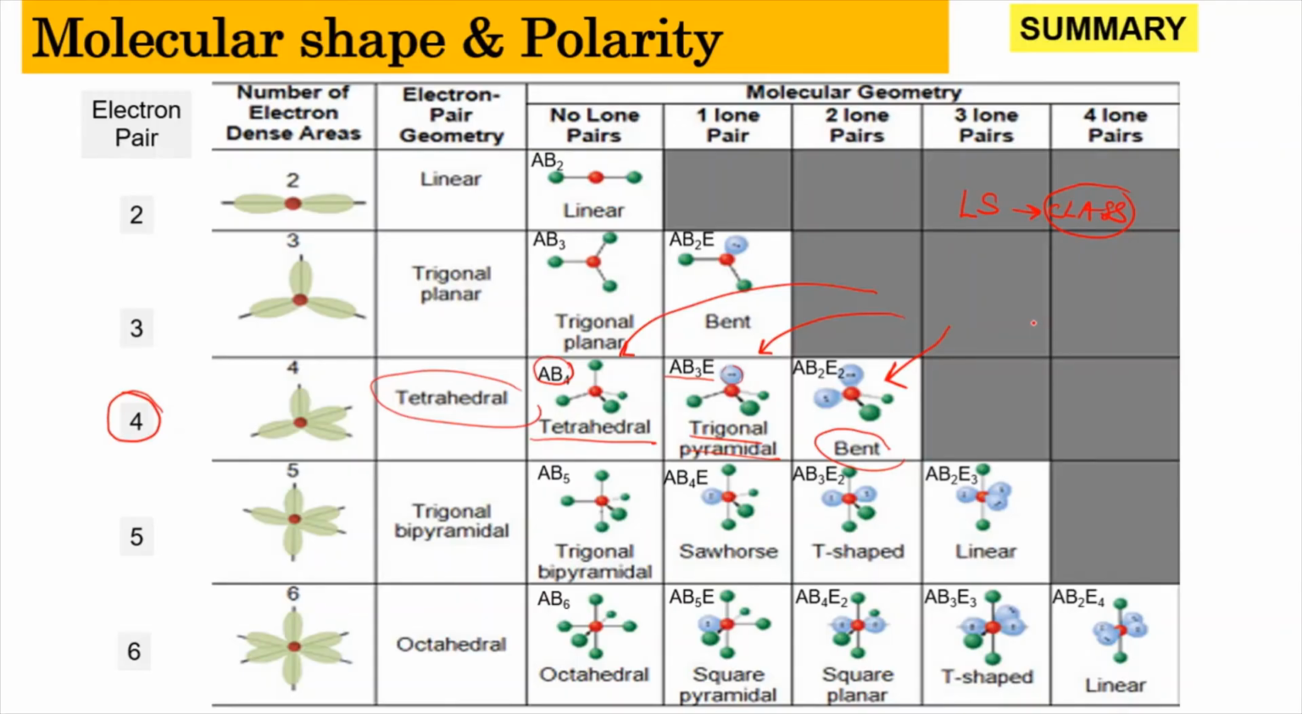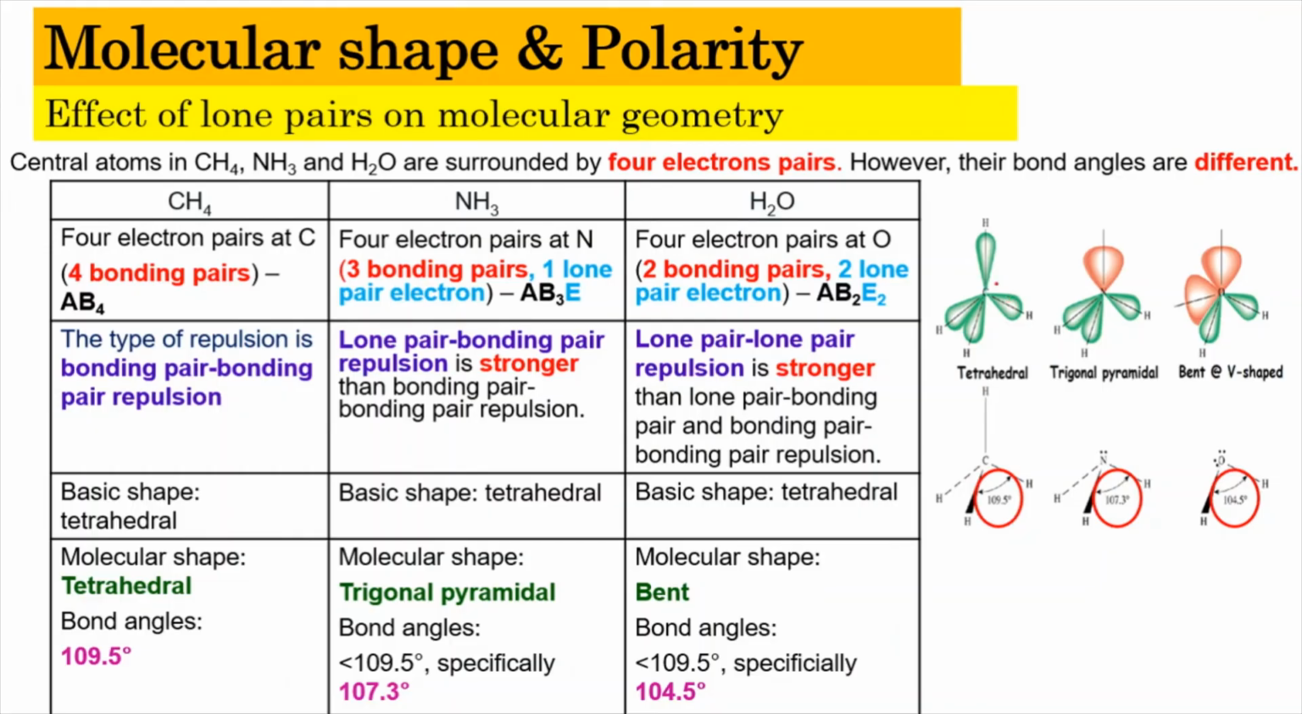All right. Now, let us look into the effect of the lone pair on the molecular geometry. As I mentioned, CH4, NH3, and H2O are basically surrounded by 4 electron pairs. However, their bonds are different. For example, methane, it's going to have 4 bonding pairs. However, ammonia has 4 electron pairs, but 3 of them are bonding pairs and 1 of them is a lone pair. So it's going to become AB3E. For water, 2 of them are bonding pairs and 2 of them are lone pairs.